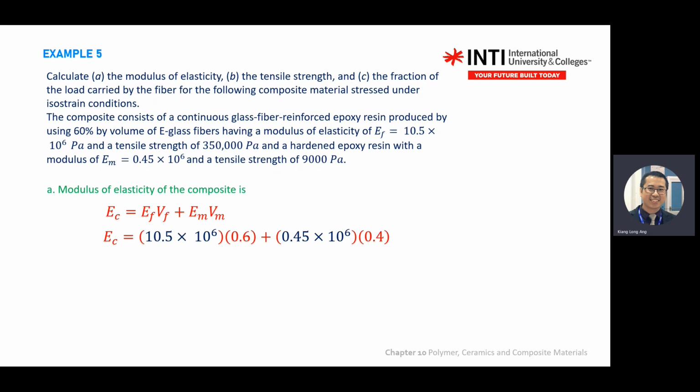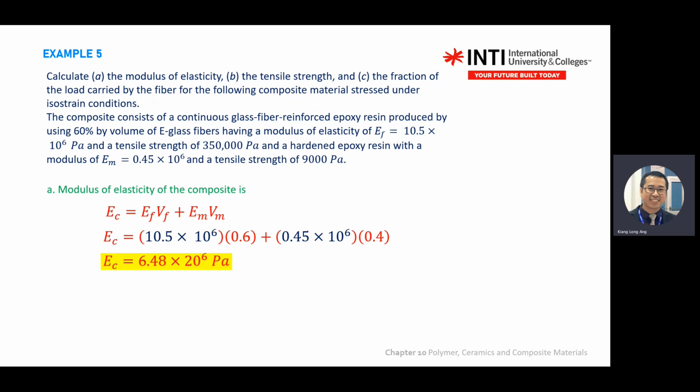The only thing I need to highlight here is the unit that you use. Here it is 10 power 6. This is a tutorial question. In the assessment, we won't be so kind. We'll give you gigapascal, we'll give you megapascal, or kilopascal. So you need to change to 10 power something correctly.